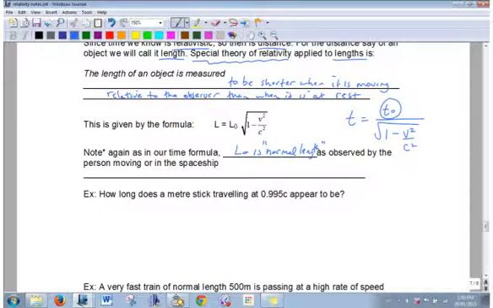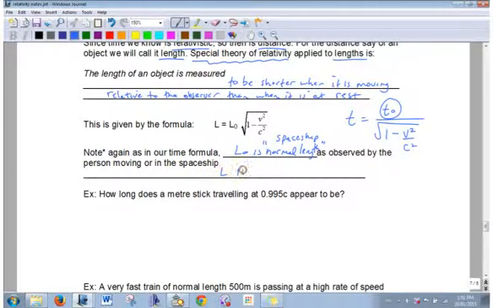So, for example, if I got a meter stick and I take it with me on my spaceship and travel near the speed of light, according to me, this thing's still a meter stick. But somebody on Earth watching this thing go by, it's not a meter anymore. It's a lot shorter. Okay? So L0, according to the spaceship, that's the normal length as observed by the person in the spaceship.